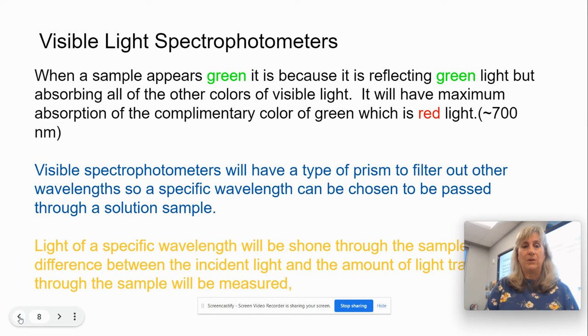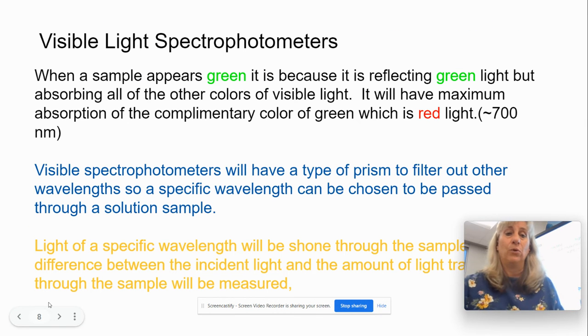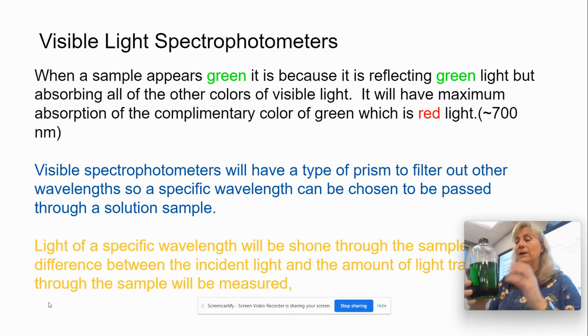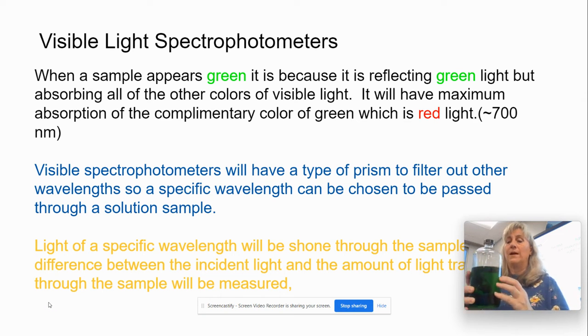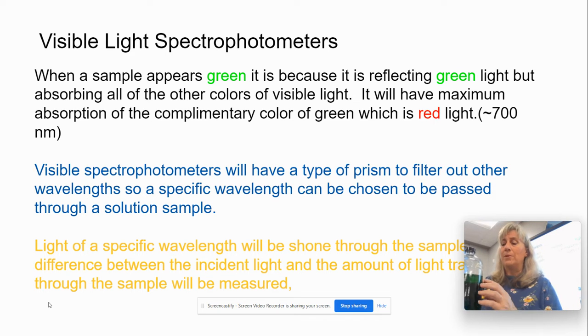I'm sure that you all know that, for instance, if you have a green sample, it means it's reflecting green and all the other colors are being absorbed. But sometimes our students aren't quite sure why we pick a particular wavelength of light to shine through. So I think it's important to make sure that they understand that. The complementary color of green is red, so we would want to shine red light through here to get maximum absorption. And that's about 700 nanometers.